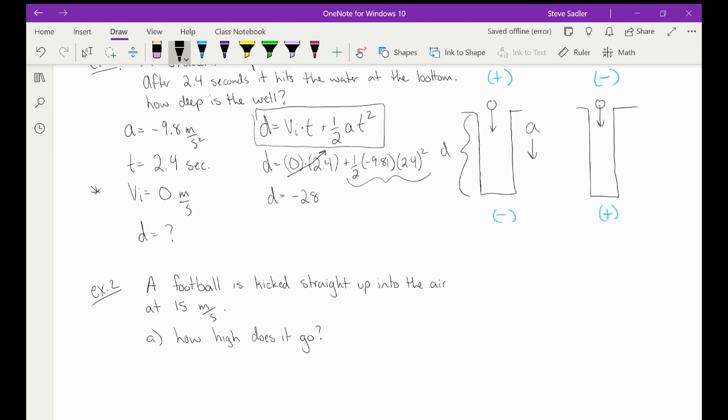meters. I can see in this answer key that they're being weird about sig fig. So let's do that calculation on our own, just in case, so that it's exact. So it is negative 28.224 meters. I don't mind if you round to negative 28 meters. Either way, I will know that you're right. So now we found out that the well is 28 meters deep.